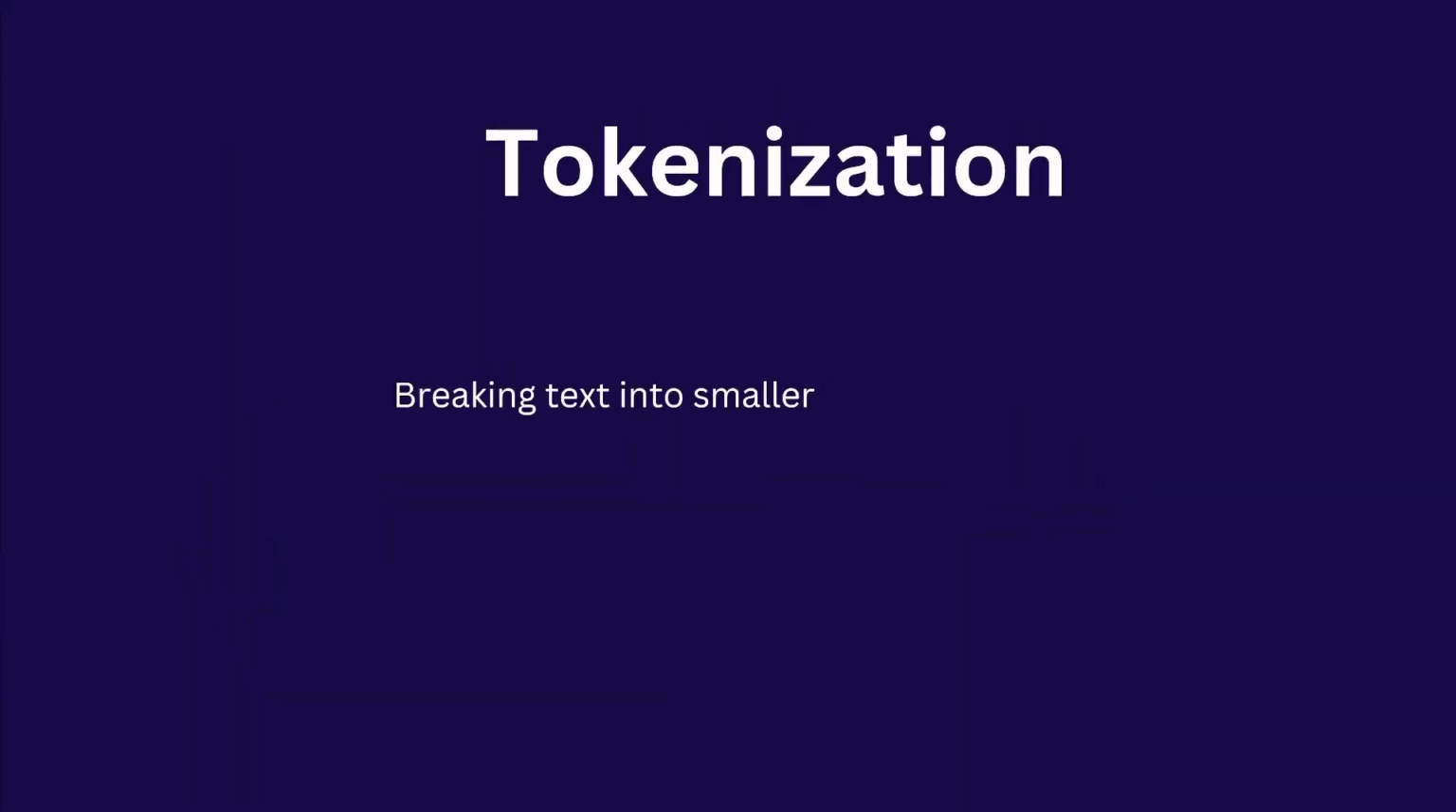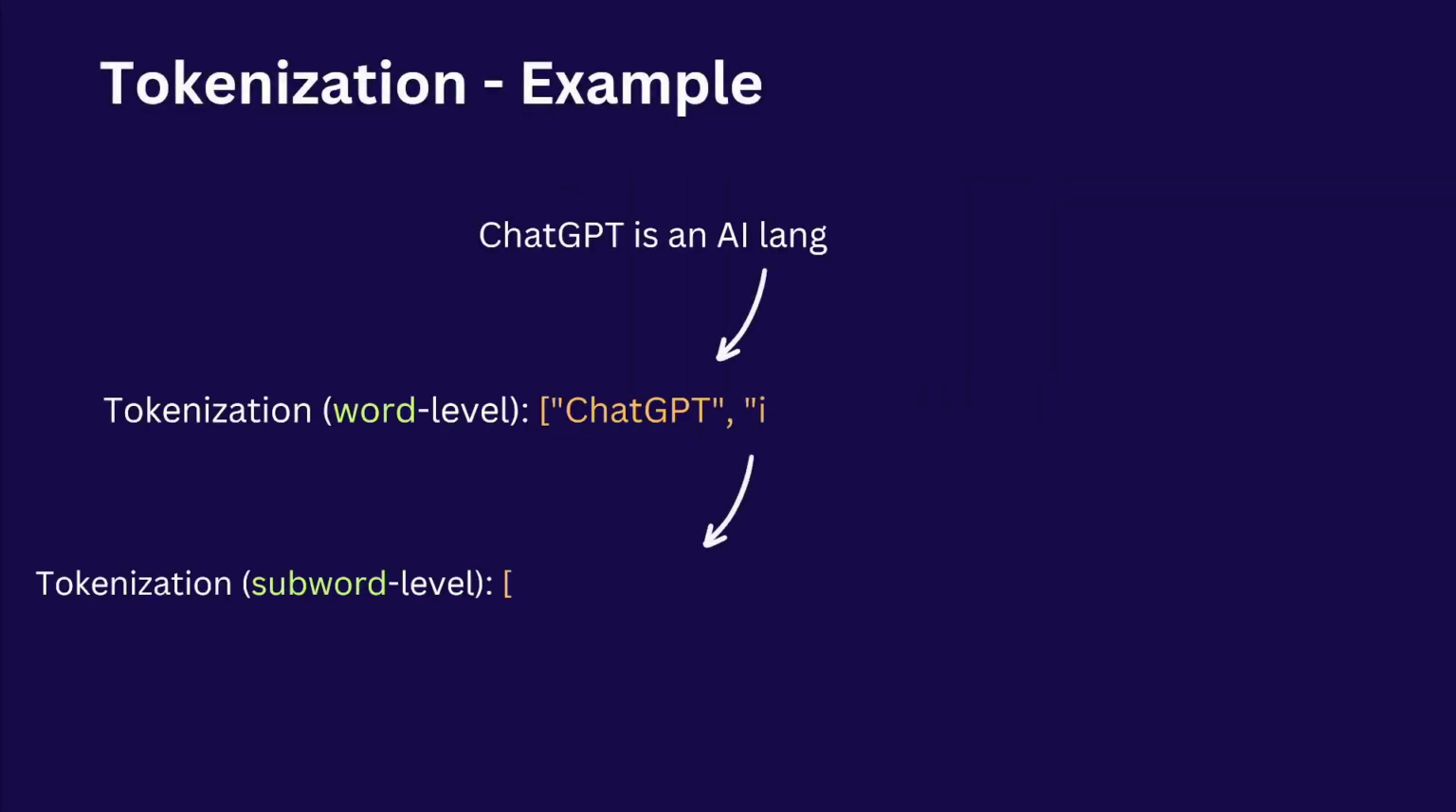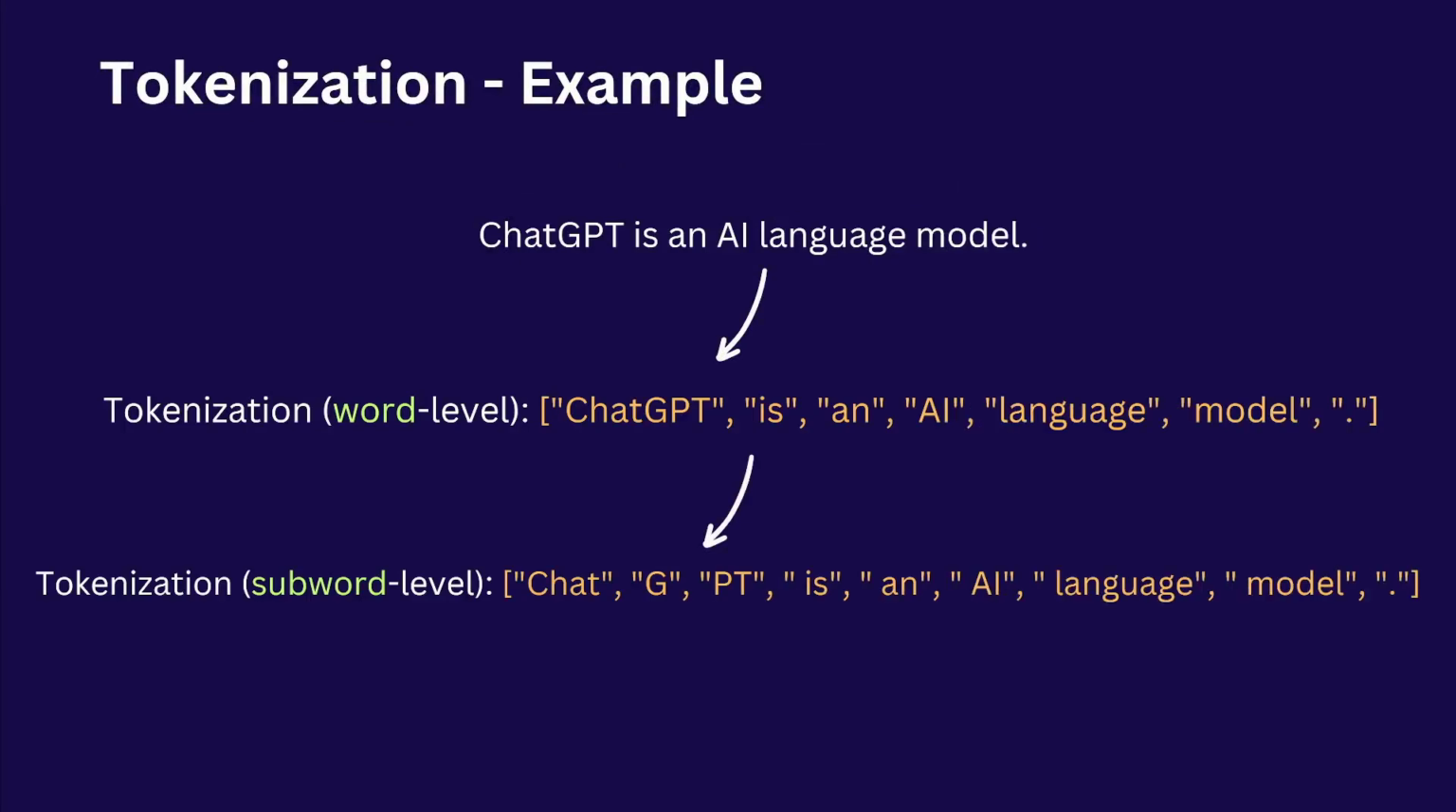Tokenization: breaking text into smaller units called tokens. These tokens can be words, subwords, or characters, depending on the model's design. Tokenization allows the model to process text efficiently. But not only this, with tokenization, we can also identify patterns within the input. Let's see an example. Let's suppose that we have this phrase: ChatGPT is an AI language model.